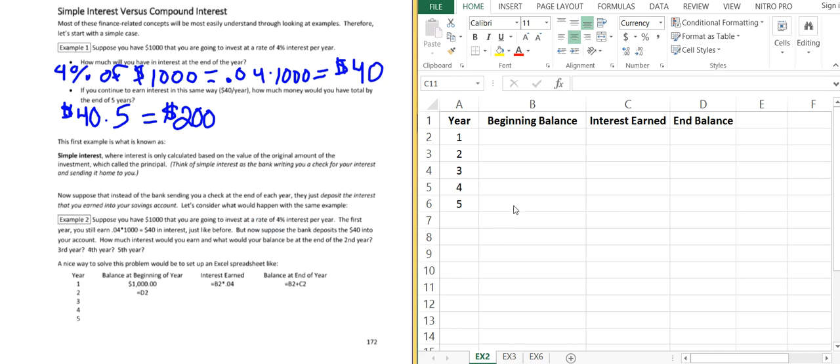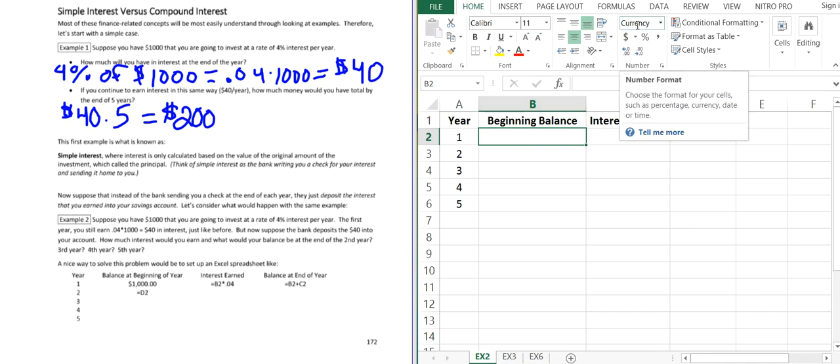So you can see over here, I already have the beginning of my spreadsheet set up. There are a lot of ways we could model this in Excel, but this will be how we model a lot of things. We're going to start off with this first year, and our beginning balance is going to be 1,000. Notice right now, I already have my cells formatted to currency. It's not imperative, but it might just look a little nicer as we're doing our work.